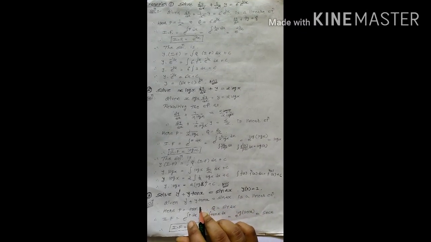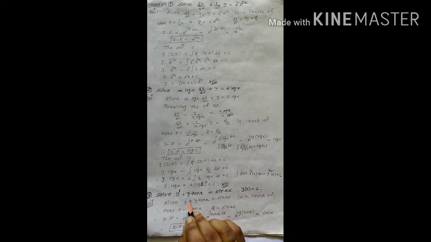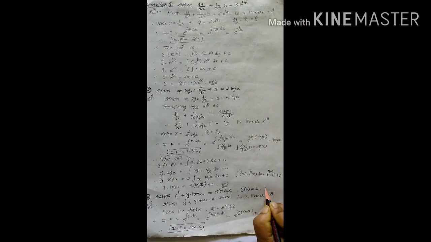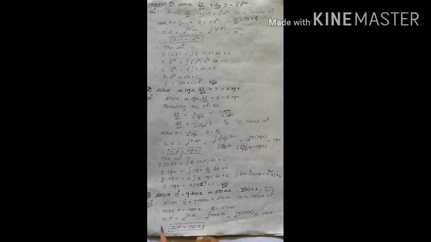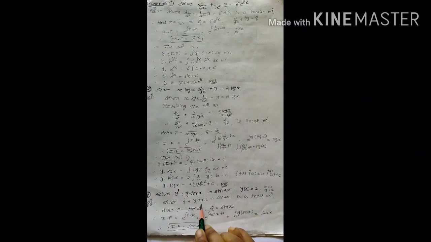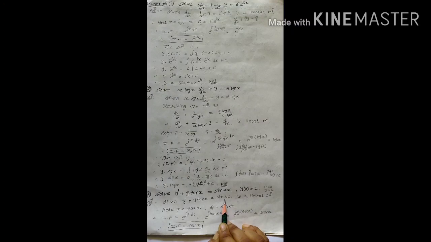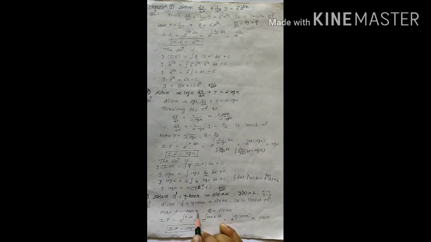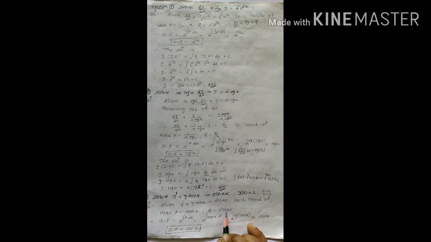Now, similarly, one example. This example is the initial condition example. Now, solve y dash plus y into tan x is equal to sine 2x. And the condition is y of 0 is equal to 1. That means here x is equal to 0 and y is equal to 1. Now, given y dash plus y tan x is equal to sine 2x is a linear equation. Therefore, here p is equal to tan x and q is equal to sine 2x.